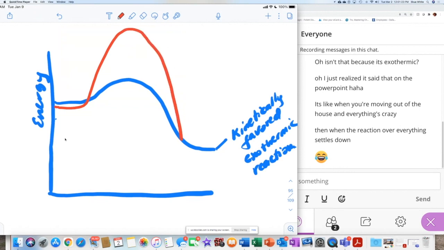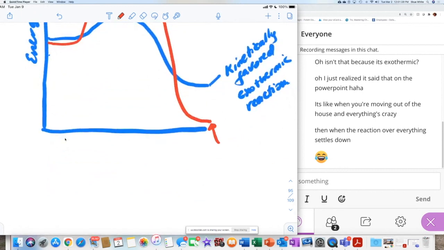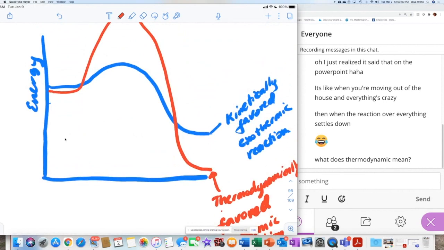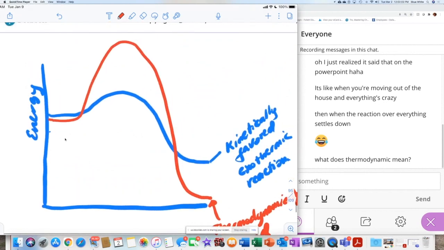In a thermodynamically favored reaction, this is it right here. So this is thermodynamically favored exothermic reaction. I'm keeping it simple by looking at an exothermic reaction in both cases, right? They're both exothermic because the starting point is higher than the ending point. This second one is thermodynamically favored.